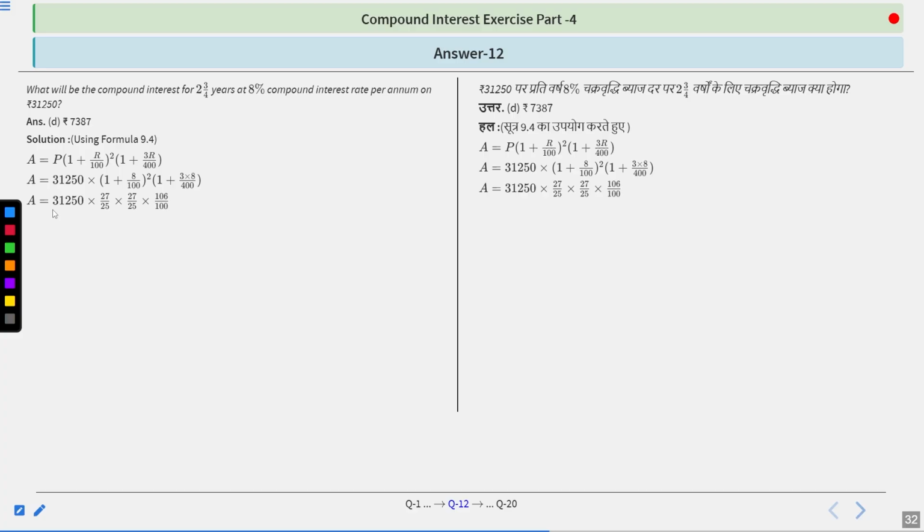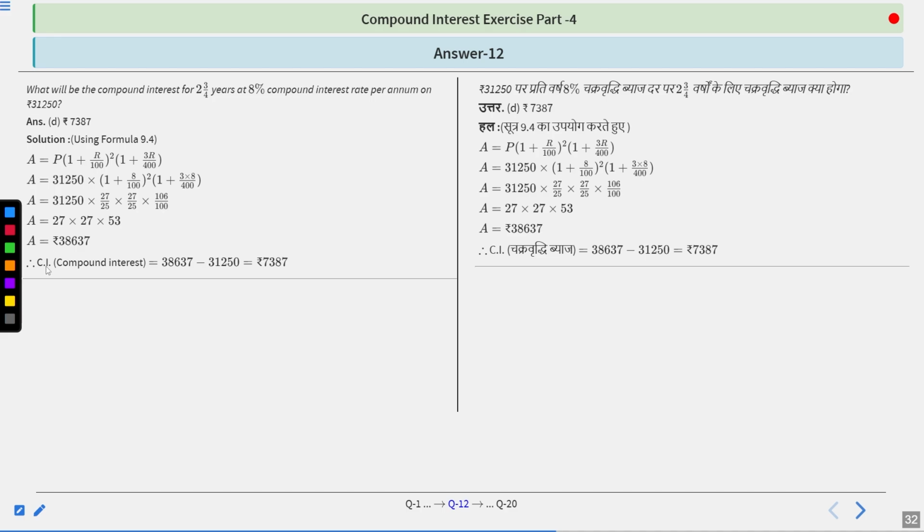That becomes 31,250 into, 1 plus 8 upon 100 is 27 upon 25. But here the power is 2, so we have written 27 upon 25 twice, into 1 plus 3 into 8 upon 400 is 106 upon 100. So we get amount is equal to 27 into 27 into 53, that is rupees 38,637. But we have to find the compound interest.